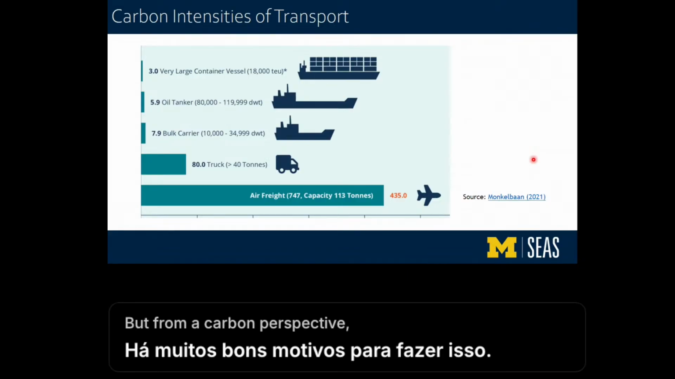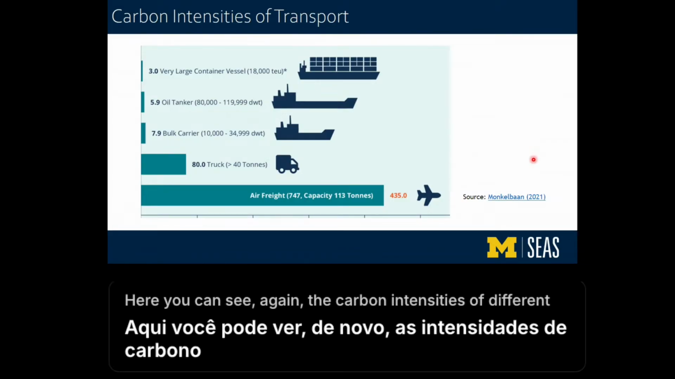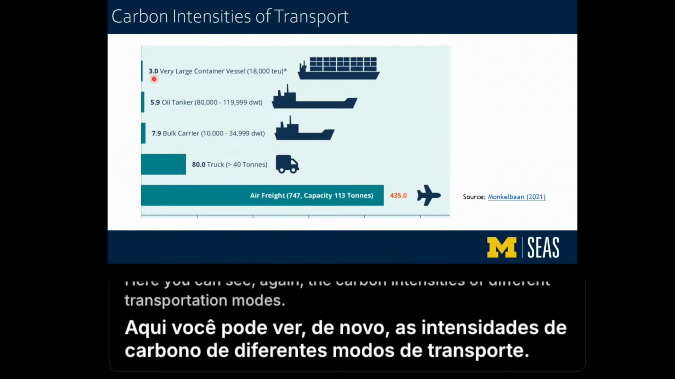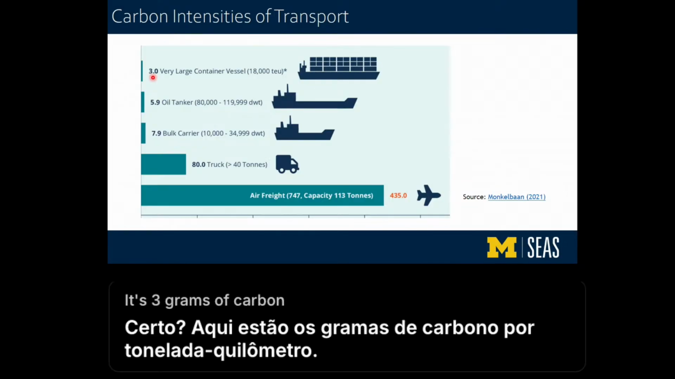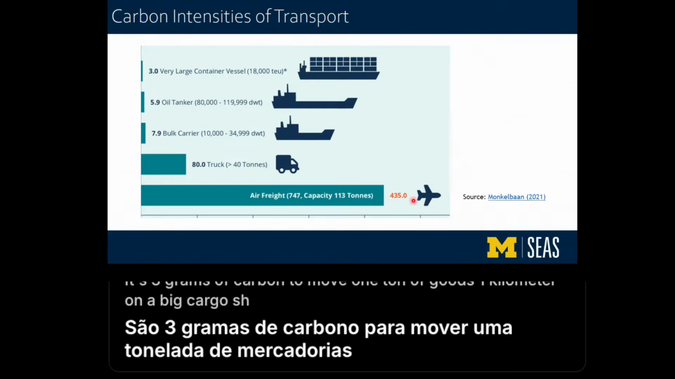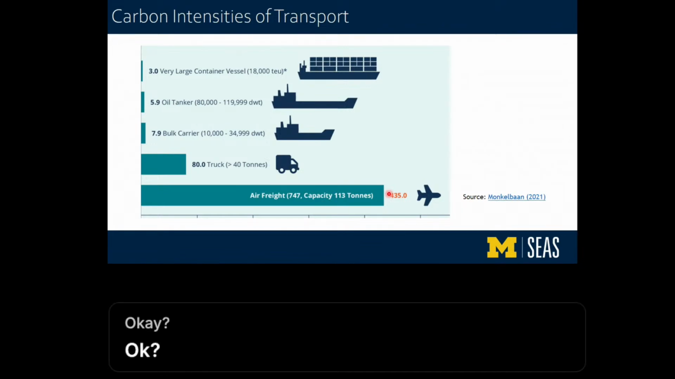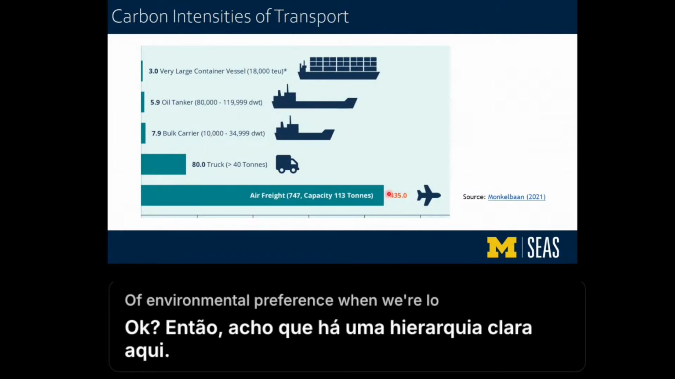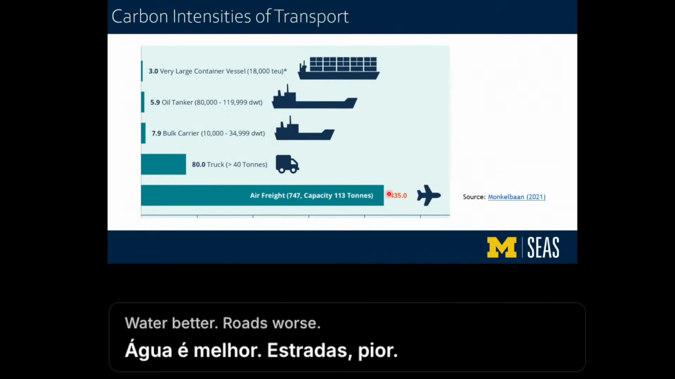Here you can see, again, the carbon intensities of different transportation modes, right? This is the grams of carbon per ton kilometer. It's 3 grams of carbon to move 1 ton of goods 1 kilometer on a big cargo ship, compared to 435 if you put it on an airplane, okay? So I think there's a clear hierarchy here of environmental preference when we're looking at different transport modes. Water, better. Roads, worse. Air travel, terrible.